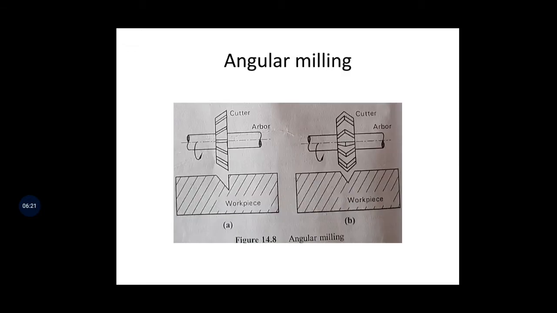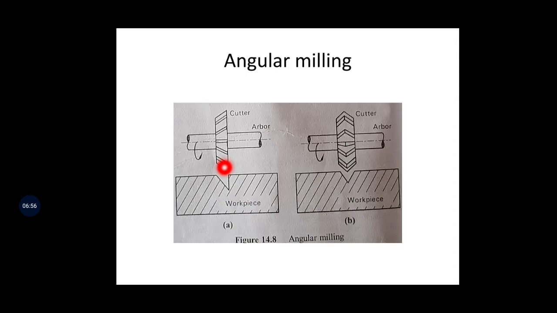Next comes angular milling. That is, you want to cut some angles, so you are using an angular cutter here. Angular milling is a machining process for producing all types of angular cuts like V cuts, V notches, grooves, serrations, any type of grooves. Some sort of V groove here, some type of angular cuts we can make. The cutter is called an angle milling cutter or angle cutter.